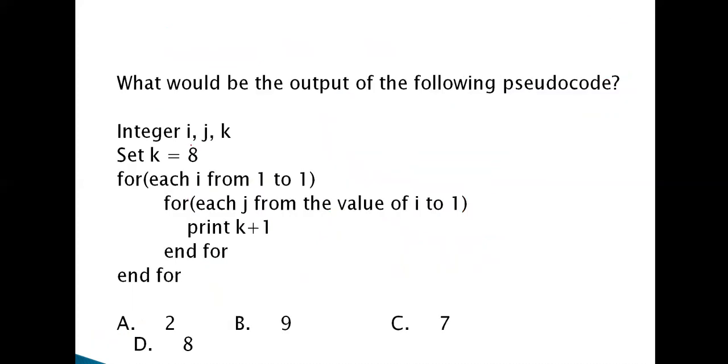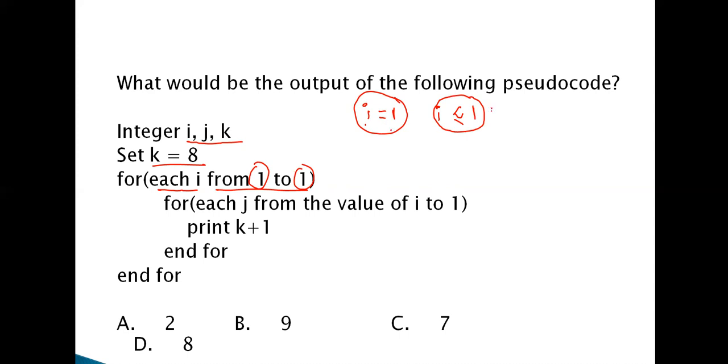Okay. Integer I, J, K. I am declaring 3 variables and initializing K is equal to 1. For each I, observe the syntax, from 1 to 1. That means what is the value of I? I is equal to 1, I less than or equal to 1. The meaning is from 1 to 1. That is, the starting value is 1 and the ending value is also 1.